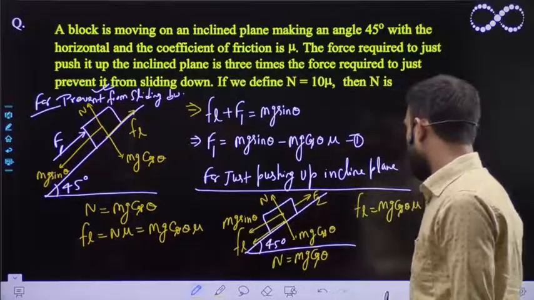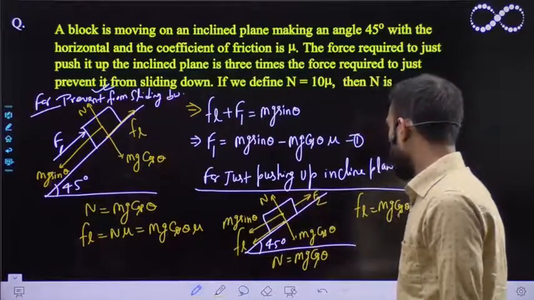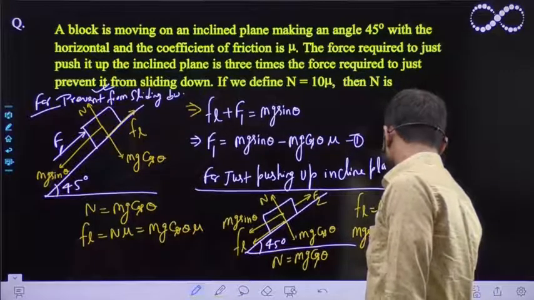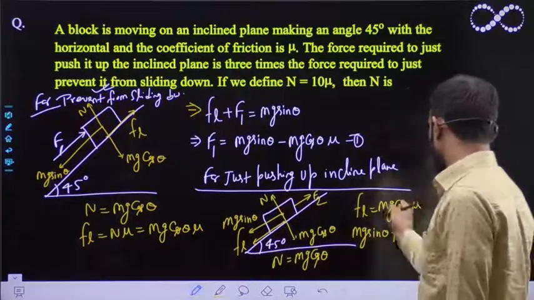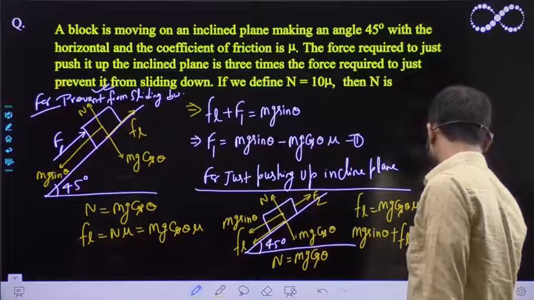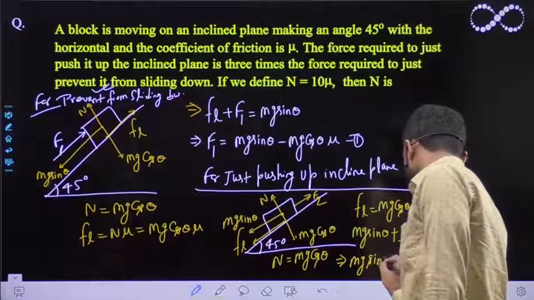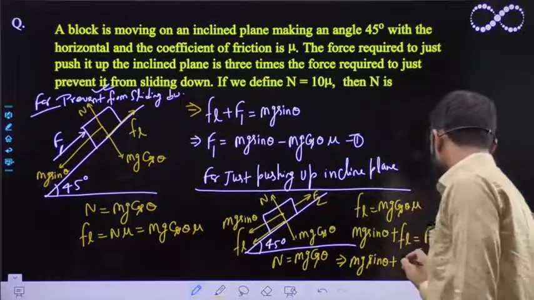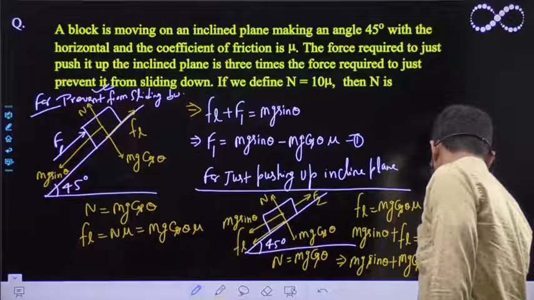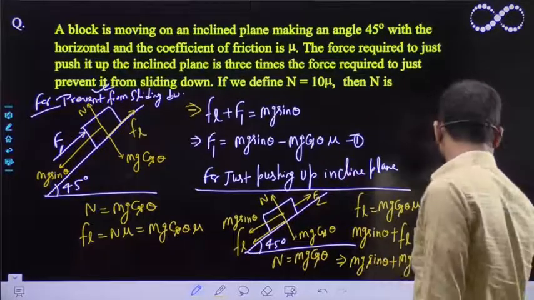Since the block is at rest, all the forces along the inclined plane must be balanced. So I will say here mg sin theta plus this FL must be equal to F2. So from here I can say mg sin theta plus FL, that is mg cos theta into mu, must be equal to F2. Okay, so now I got the F1 and I got the F2 also.